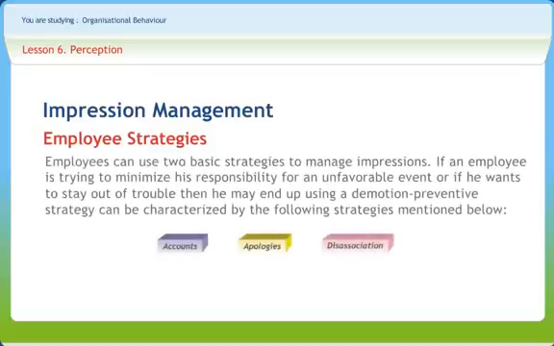Employees can use two basic strategies to manage impressions. If an employee is trying to minimize his responsibility for an unfavorable event, or if he wants to stay out of trouble, then he may end up using a demotion preventive strategy, which can be characterized by strategies such as accounts, where an employee tries to justify or excuse his actions. Apologies, when the employee sees that he is concerned and there is no logical way out, then the employee may apologize to the boss for some unfavorable happening. Or disassociation, in a case when an employee is indirectly associated with something that went wrong.